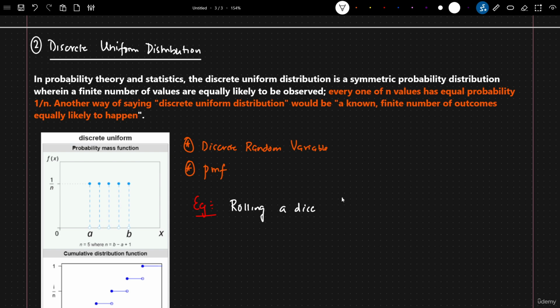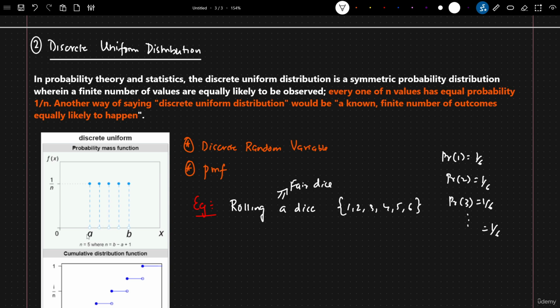Now in the case of rolling a dice, the outcomes are 1, 2, 3, 4, 5, 6. And you also know that the probability of 1 will be 1 by 6. Probability of 2 will be 1 by 6. Probability of 3 will be 1 by 6. Like that, the probability of any number will be the same. Why? Because we consider this as a fair dice.